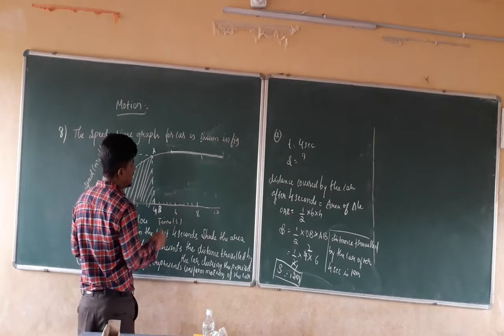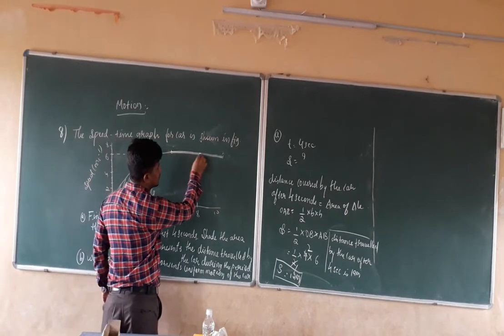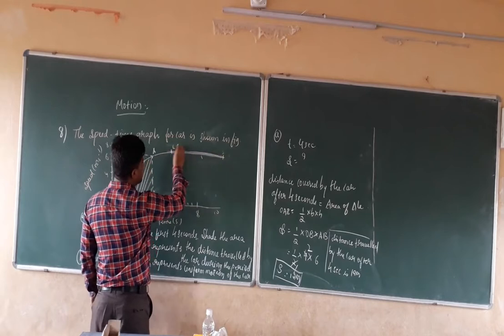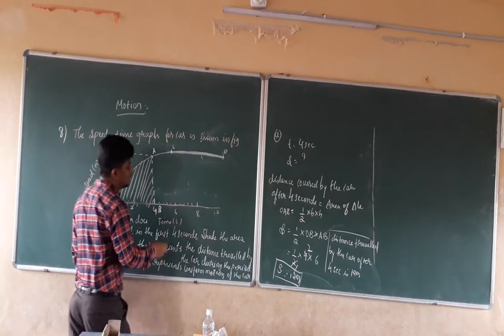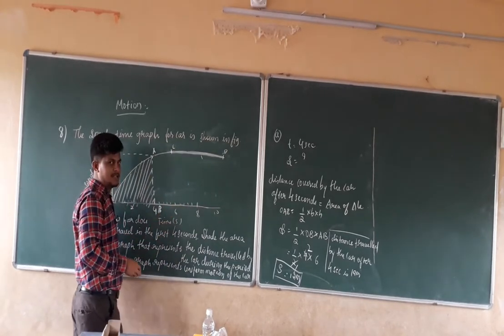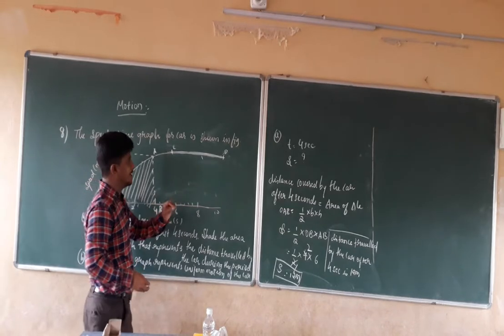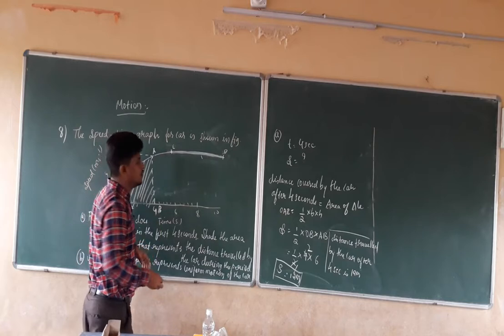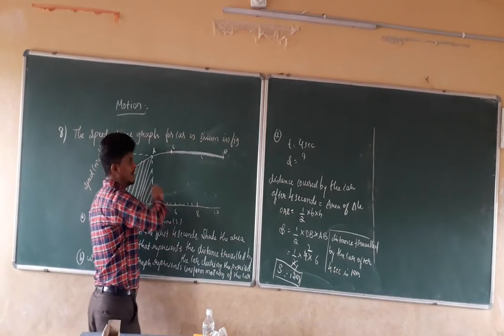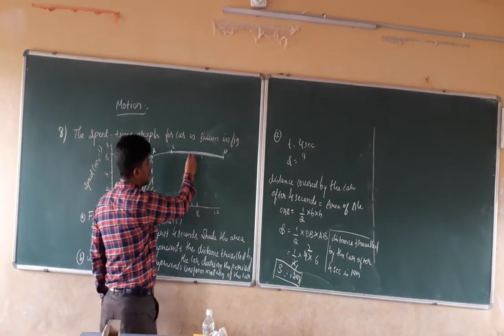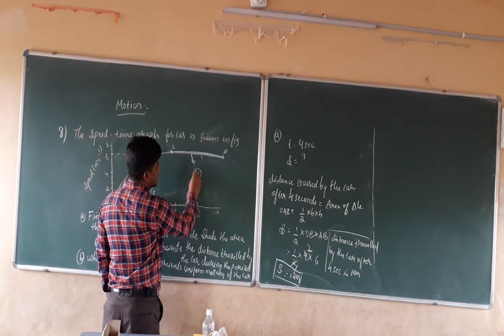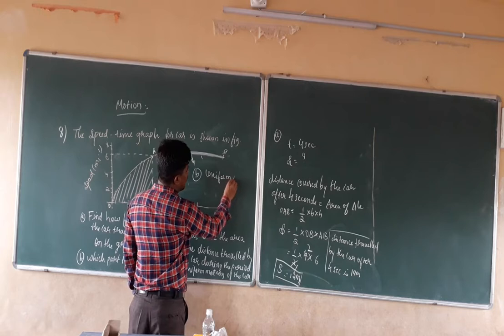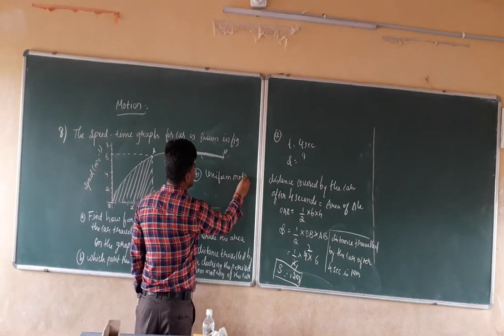So then we will check here from this point to this point. From this point to this point, it is parallel, this is point C and this is D. From where to where? From 6 to 10 seconds. From 6 to 10 seconds, it is showing the parallel line. That means it is moving with uniform motion from 6 to 10 seconds, from C to D. So this is the representation of the B answer. That is nothing but uniform motion.